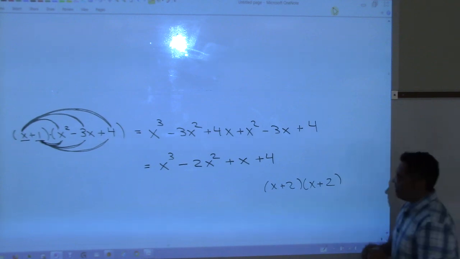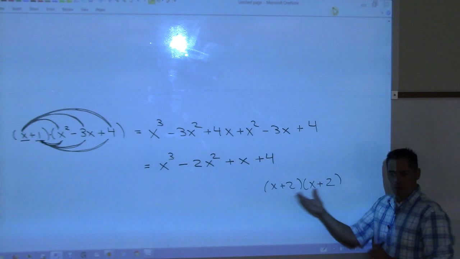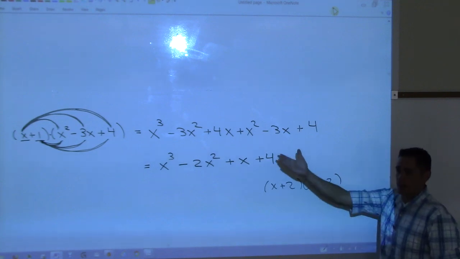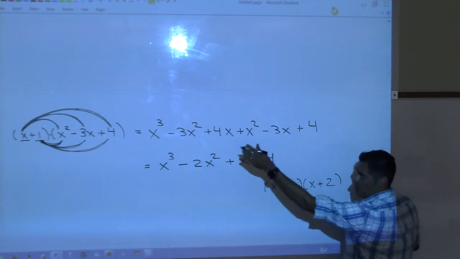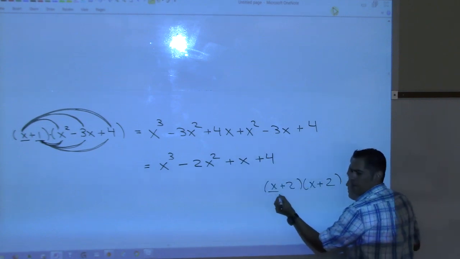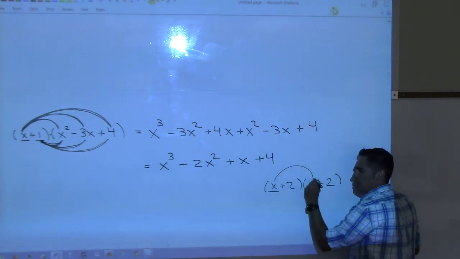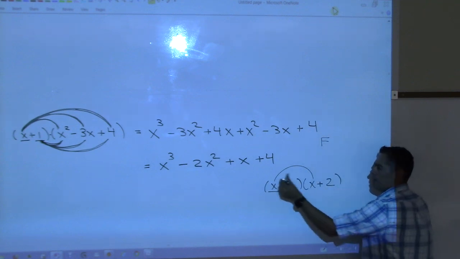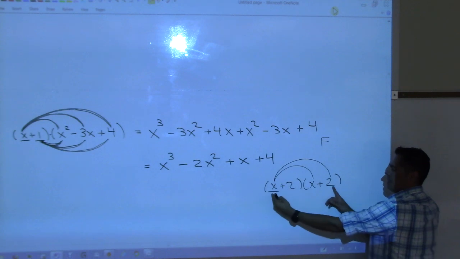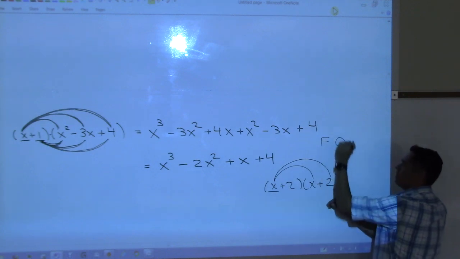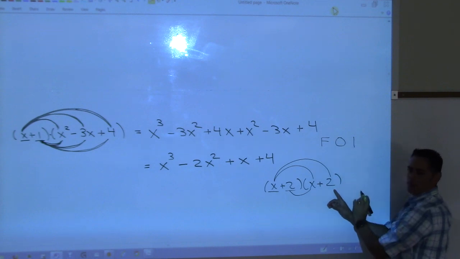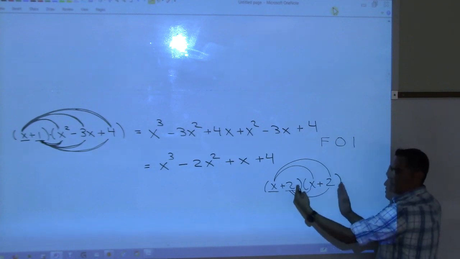You may not realize this, but you know that FOIL that we did a second ago? FOIL is actually that same thing. See, look, if you follow that procedure, you would start here, right? And then the first thing you do would be this, right? But isn't that F? First ones? And the next thing you do is do this right here, right? But isn't that the outer ones? And then you'd move to the 2 and you'd go and do that. And isn't that the inner ones? And then you do this times this, and that's the last one.